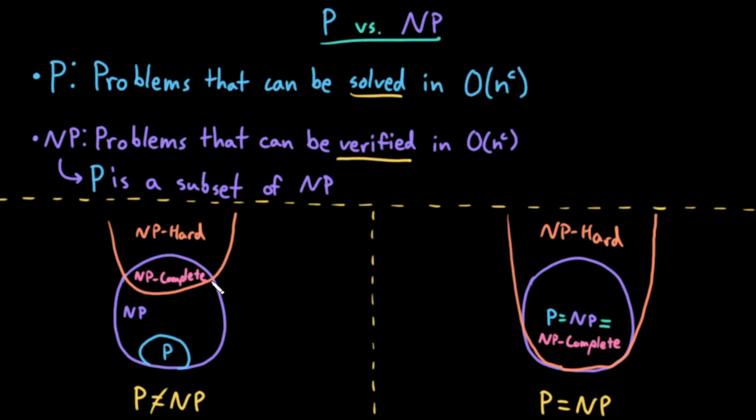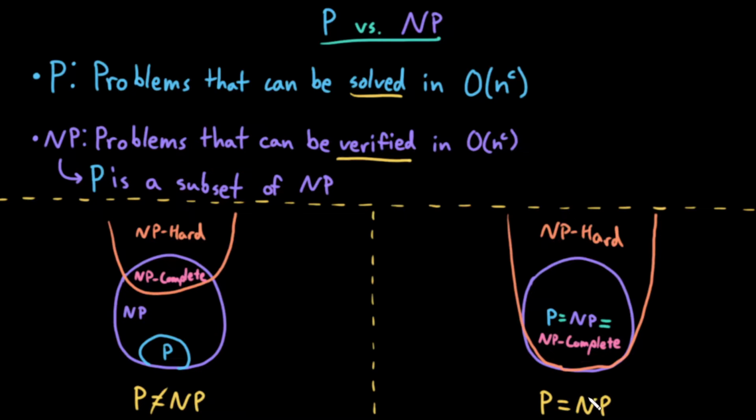And then NP hard is any problem that's at least as hard as the hardest problem in NP. And then NP complete is the intersection of NP and NP hard. So it is the hardest problems of NP.